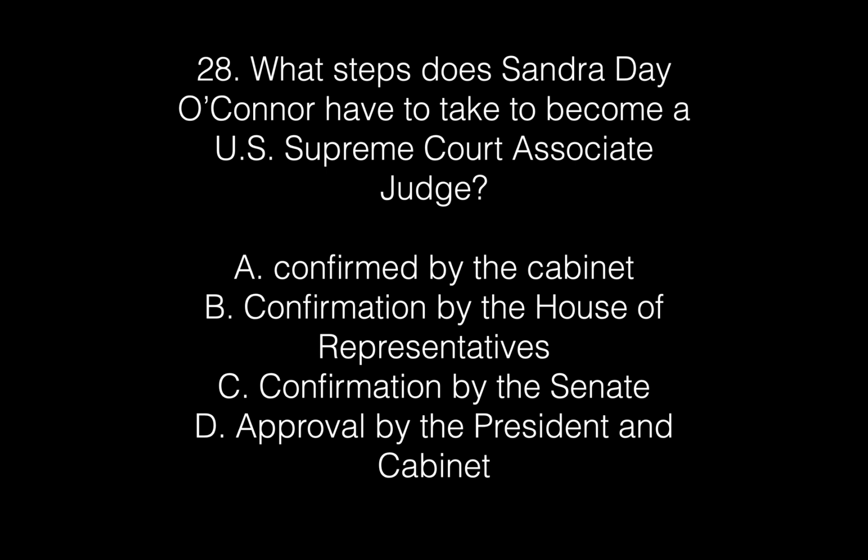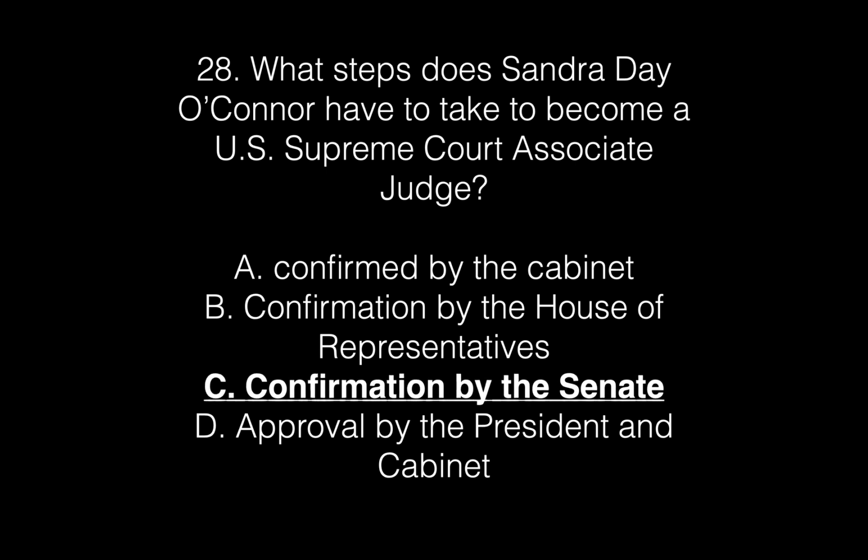So what steps does Sandra Day O'Connor have to take to become a U.S. Supreme Court associate judge? If you're trying to be an associate judge, what would you do? A, be confirmed by the cabinet. B, confirmation by the House of Representatives. C, confirmation by the Senate. Or D, approval by the president and the cabinet. So who approves and confirms? We've seen 3 judges under President Trump be confirmed. It's interesting to see how many are going to be confirmed under Joe Biden, if any.